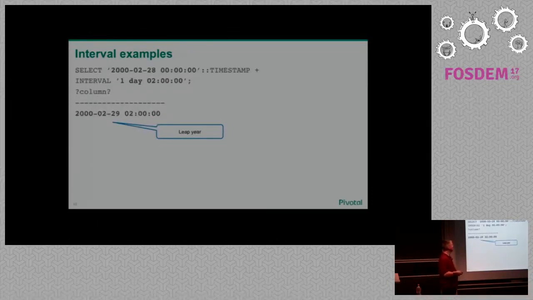Okay, another interesting use case here. I have February 28, and I want to know if the year was a leap year or not. I just add an interval of 1 day. If it's a leap year, I get back February 29. If it's not a leap year, I get back 1st of March.